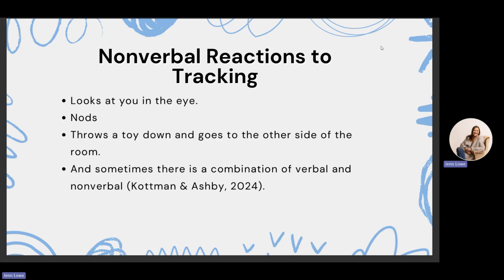Nonverbal reactions to tracking: they look you in the eye, nod, or throw a toy down and go to the other side of the room. And sometimes there's a combination of verbal and nonverbal reactions.